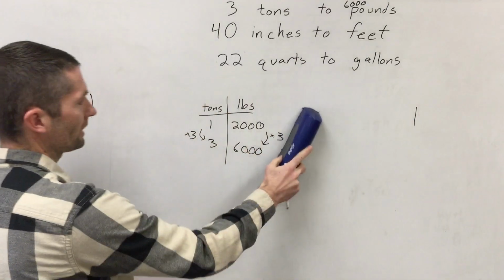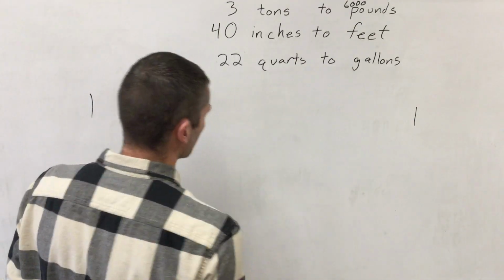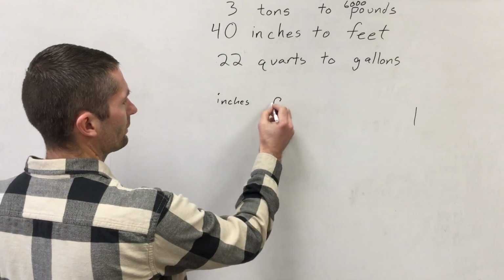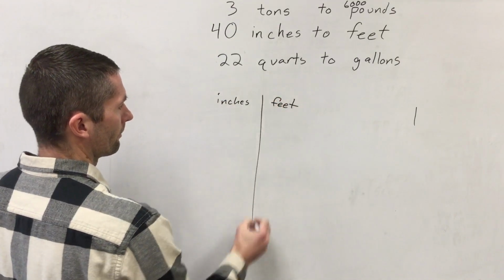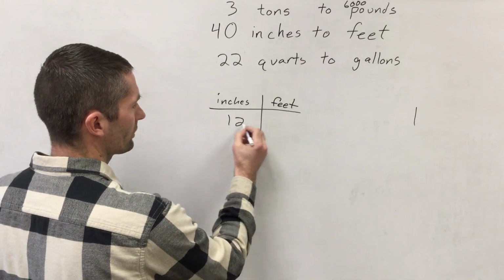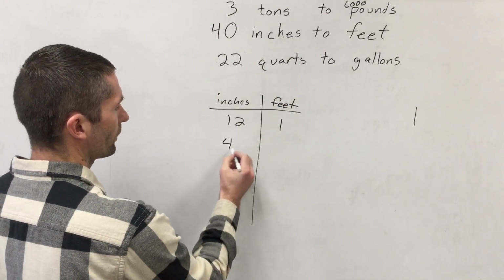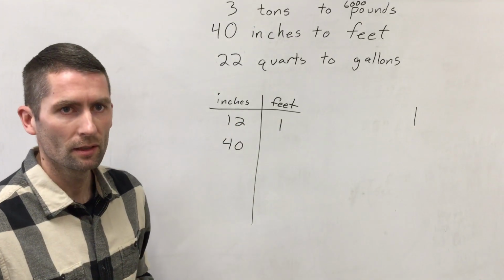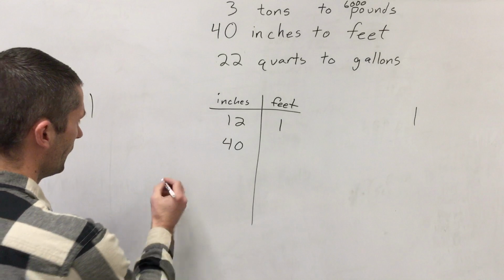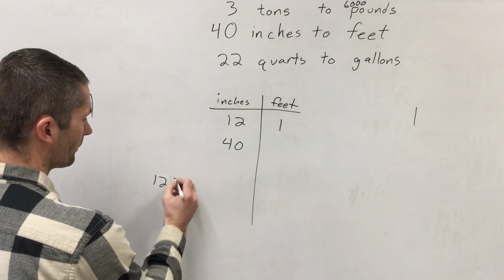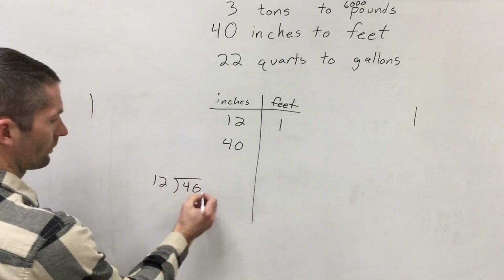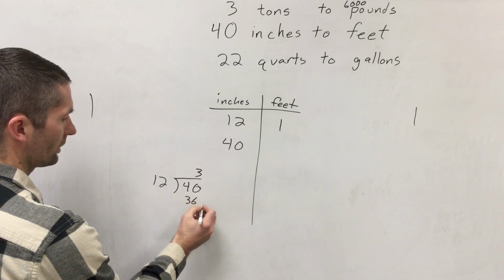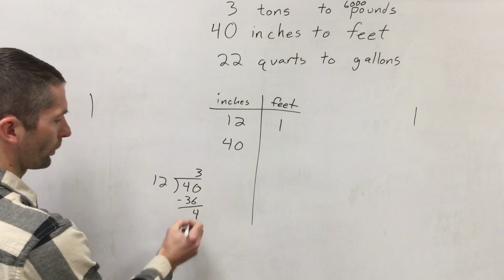Next, 40 inches to feet. So we're going to relate inches to feet. 12 inches is 1 foot, so we're going to figure out 40 inches. So we're going to figure out how to get from 12 to 40. A little bit harder. Okay, well, let's see how many 12s fit into 40. 12 goes into 40 3 times, so that gives you 36 with the remainder of 4.